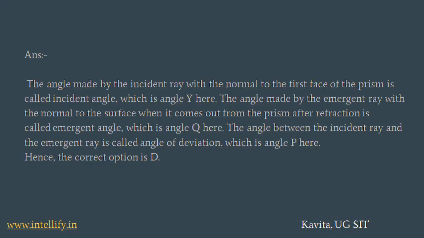The angle made by the incident ray with the normal to the first face of the prism is called the angle of incidence, which is angle Y here. The angle made by the emergent ray with the normal to the surface when it comes out from the prism after refraction is called the angle of emergence, which is angle Q here. The angle between the incident and the emergent ray is called the angle of deviation, which is angle P here. Hence, the correct option is D.